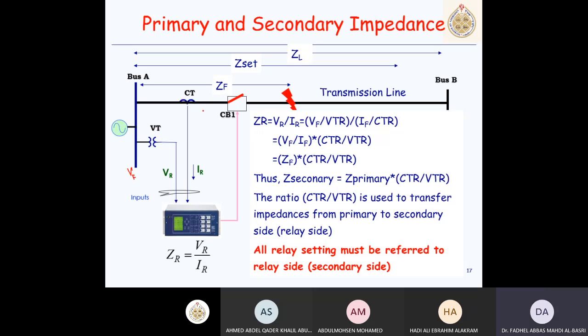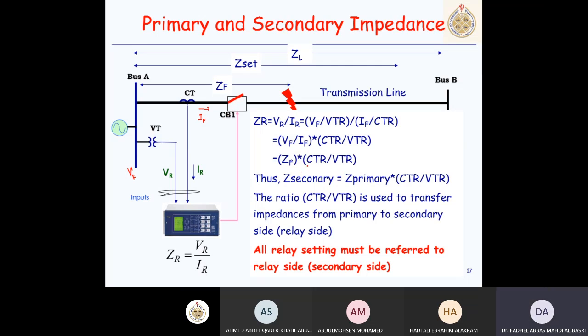And similarly, this current, I fault. This is the voltage at the relay connection of the VT during fault, VF, and this current will be I fault over CT ratio, gives me IR. So if we rearrange this, it will be VF over IF times CT ratio over VT ratio, and VF over IF, you divide this over this, it gives me the ZF.